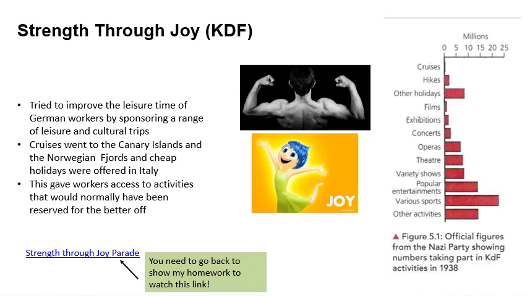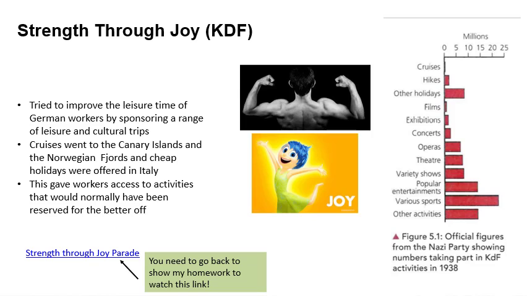All right, so have a look at the graph on the right hand side. You can see there the number is in millions, and it says official figures from the Nazi Party. Obviously, we have to be a little bit dubious about what the Nazi Party are producing in terms of figures, as we've looked at this lesson. But that shows the number of people taking part in the activities that they put on for them.